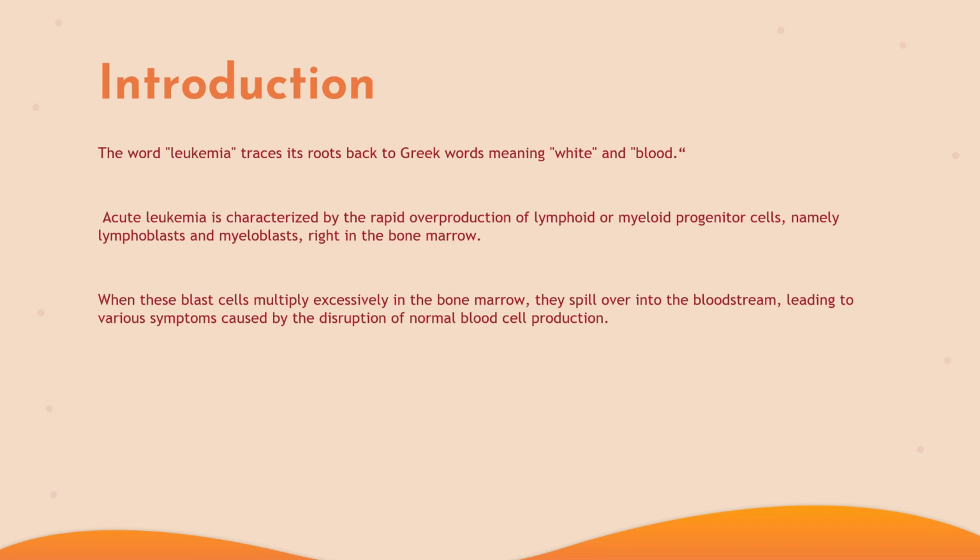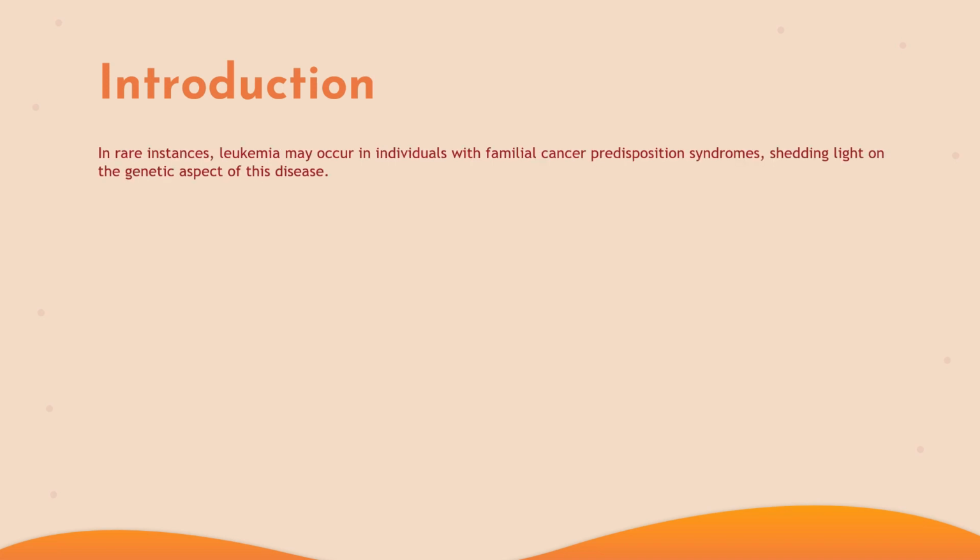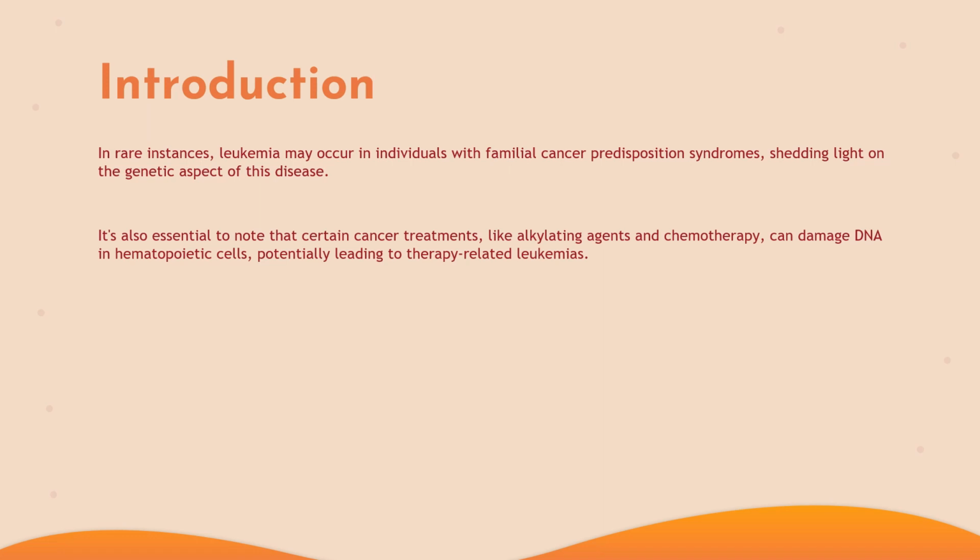But what causes acute leukemia? Well, the direct causes of most cases remain a mystery. However, specific toxins can induce genetic changes associated with malignancy. Environmental exposures, such as radiation and organic solvents like benzene, have been linked to an increased risk of hematopoietic malignancies, including leukemia. In rare instances, leukemia may occur in individuals with familial cancer predisposition syndromes, shedding light on the genetic aspect of this disease. It's also essential to note that certain cancer treatments, like alkylating agents and chemotherapy, can damage DNA in hematopoietic cells, potentially leading to therapy-related leukemias.